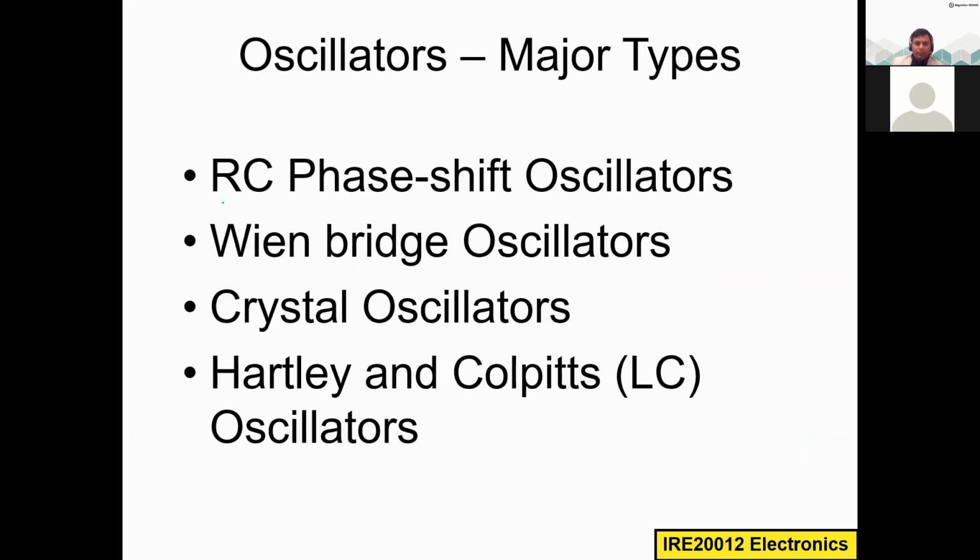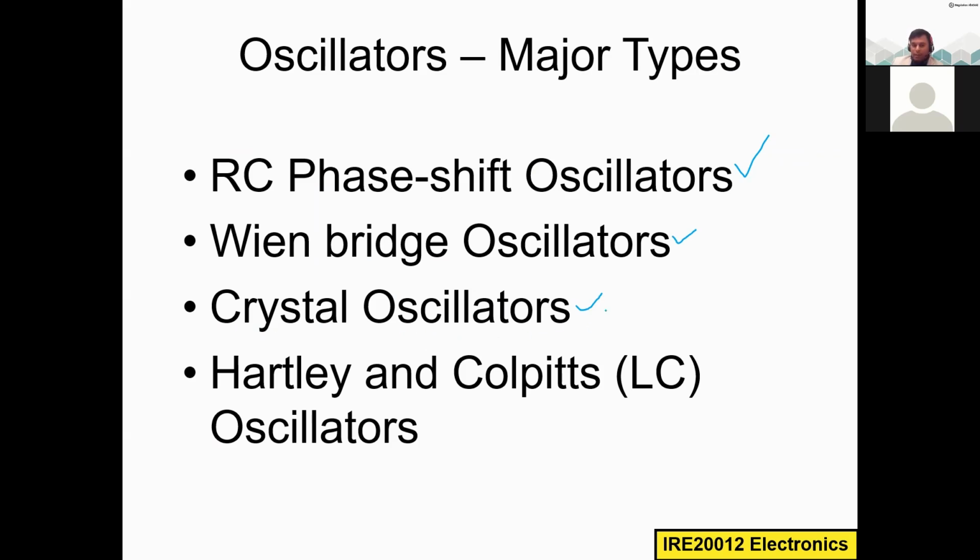So we had seen the RC phase shift oscillator. In the feedback stage, we are using a resistor and capacitor combination. In the Wien bridge oscillator, we use the resistor and capacitor in the feedback loop. In the crystal oscillator, we use a crystal in the feedback loop. And we know the equivalent circuit of the crystal, so it also has the inductor.